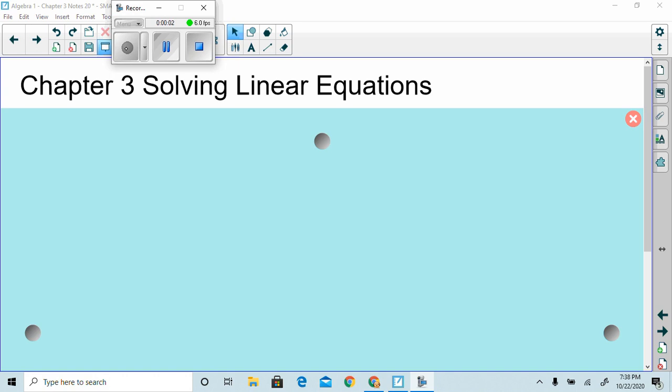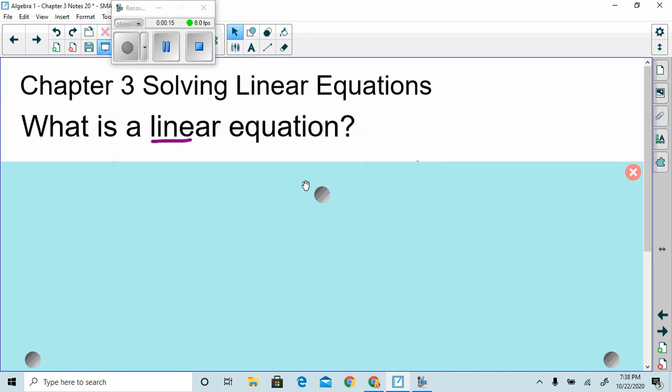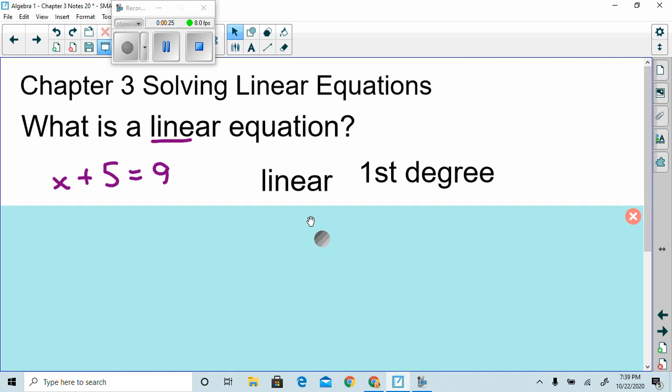In our opening assignment, we were asked about linear equations, just to get a little background on what you already know. We're going to be solving them, but like I said, what exactly is a linear equation? Well, a linear equation, as some of you mentioned, forms a line on the coordinate plane. There's more to it than that, but that's part of it. It is an equation where the variable is to the first degree.